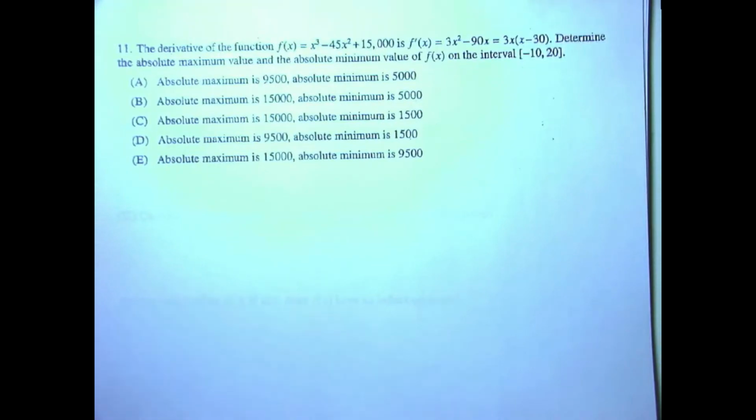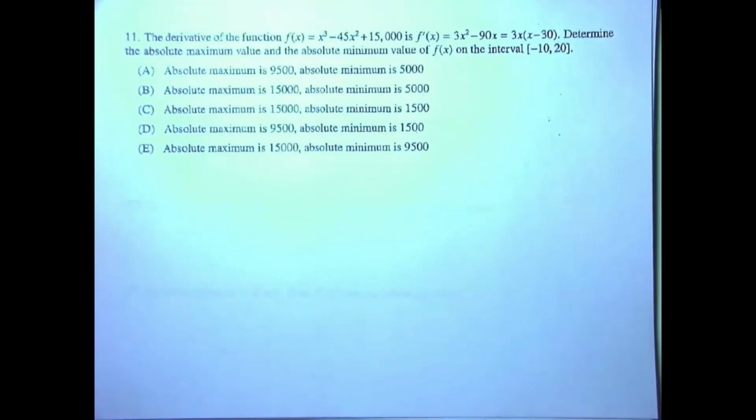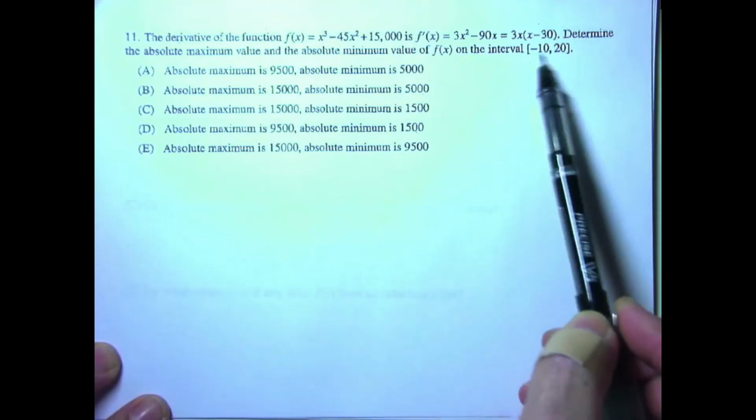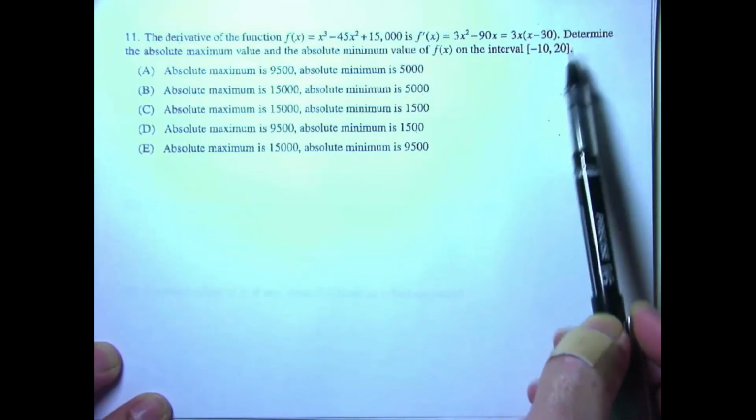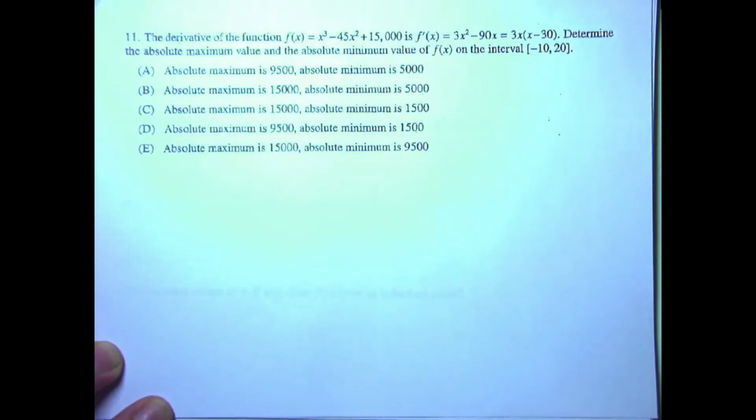All right, so anytime we're looking for absolute values, absolute min, absolute max, we know the absolute min or max could occur at one of two places. Either it could occur at one of the two endpoints of the interval, or it could occur at one of the critical points inside of that interval. So the first thing I'm going to do, I'm going to go ahead and find those critical points.